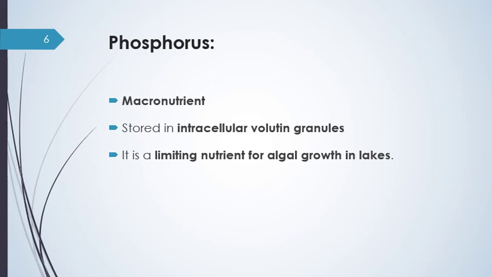It is a limiting nutrient for algal growth in lakes. The average concentration of total phosphorus, organic phosphorus and inorganic phosphorus in wastewater is in the range from 10 to 20 milligram per liter. It is very high.